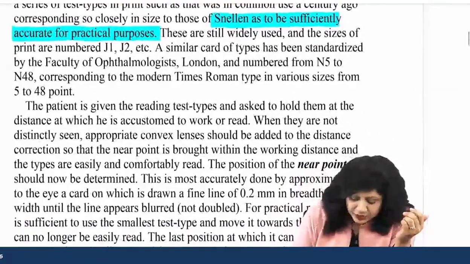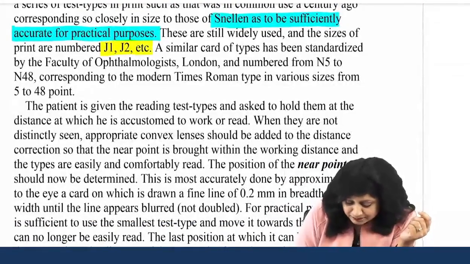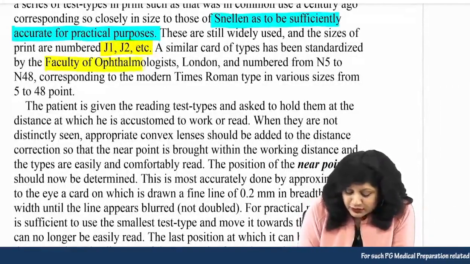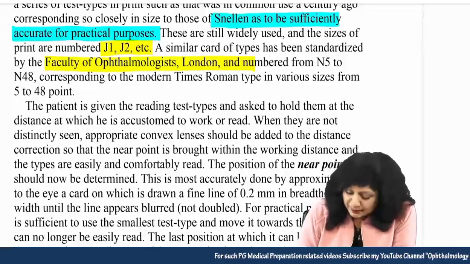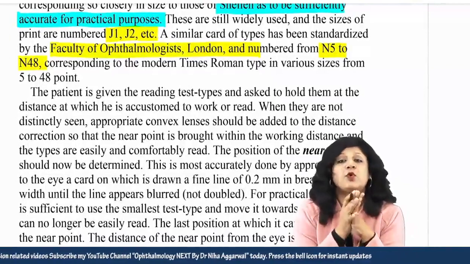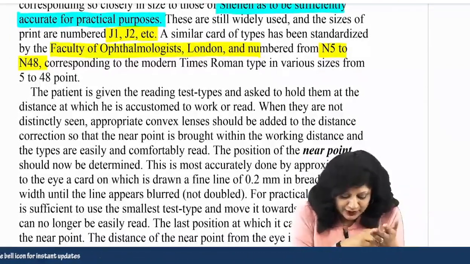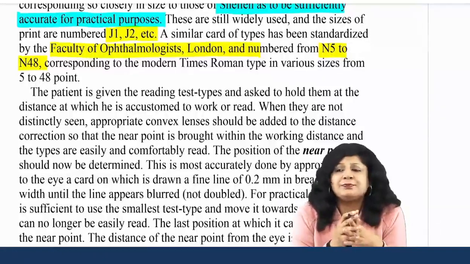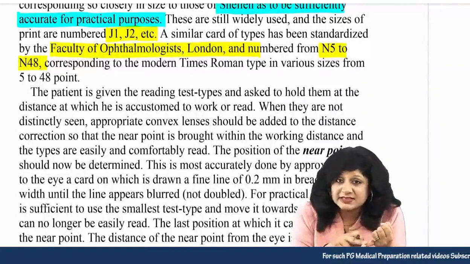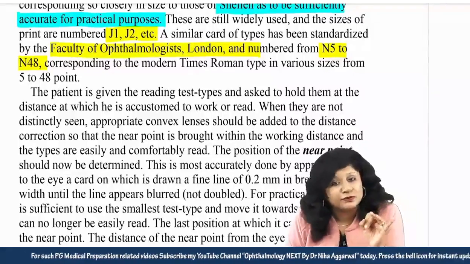These are widely used and they are available in different sizes, like we have J1, J2, etc. Then a similar one is also standardized by the Faculty of Ophthalmologists, London, and they are numbering it from N5 to N48 corresponding to the modern Times Roman in various sizes, numbered from 5 to 48. So basically we are using the Jaeger test types, but we also have available Snellen's one. We also have this N5 one which is from the Faculty of Ophthalmologists.